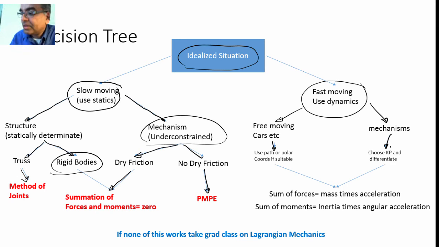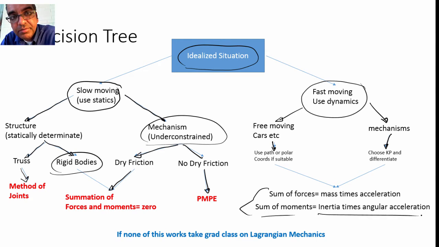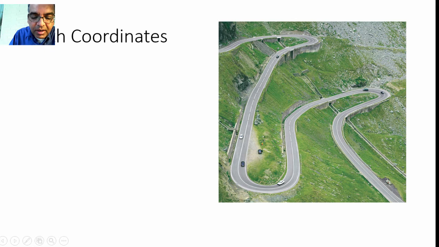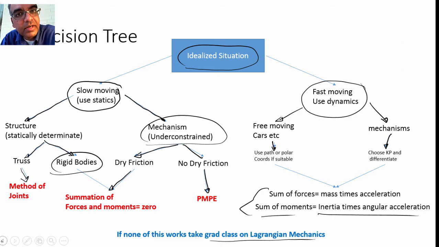It will turn out you have to do a whole bunch of differentiation, and then you have to do summation of all forces equal to mass times acceleration, and summation of moments equal to inertia times angular acceleration. So this is your decision matrix, and you need to memorize this because this is how you have to think about your systems. And if none of these things are simple, then you better take a grad class on Lagrangian mechanics, which will teach you how to do fast moving mechanisms by a variation of the principle of minimum potential energy. If you think it's a plug for Lagrangian mechanics, yes it is. It's a beautiful setup.